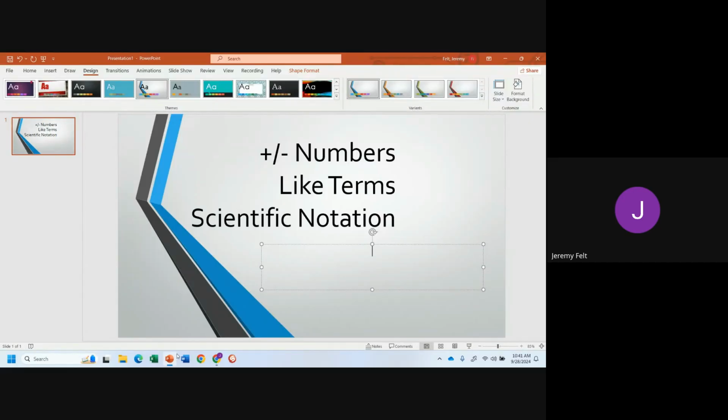All right, today, you guys, we've got a few different concepts we're going to cover very quickly. Again, trying to keep it under that 10-minute mark. We're looking at positive and negative numbers, adding and subtracting, multiplying and dividing, combining like terms, and then a brief introduction to scientific notation. So if you're struggling with any of these things, you're in the right place.